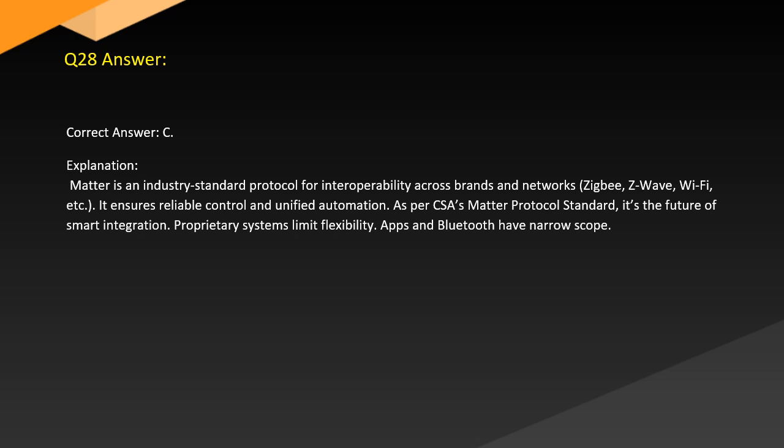Answer. Correct answer: C. Explanation: Matter is an industry-standard protocol for interoperability across brands and networks. Zigbee, Z-Wave, Wi-Fi, etc. ensures reliable control and unified automation. As per CSA's Matter protocol standard, it's the future of smart integration. Proprietary systems limit flexibility. Apps and Bluetooth have narrow scope.